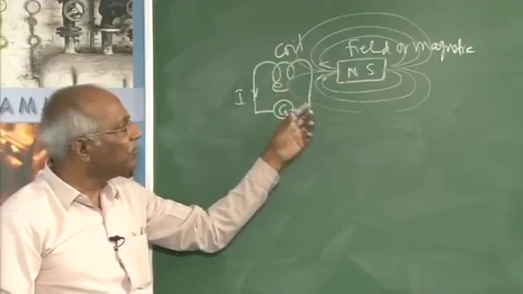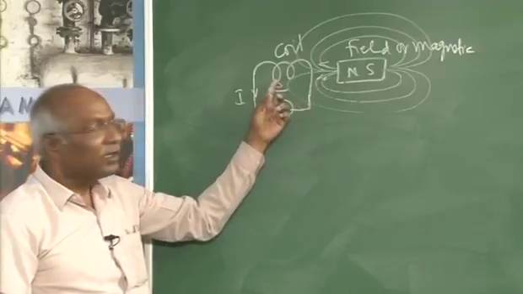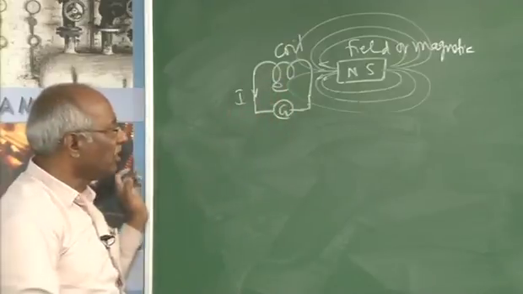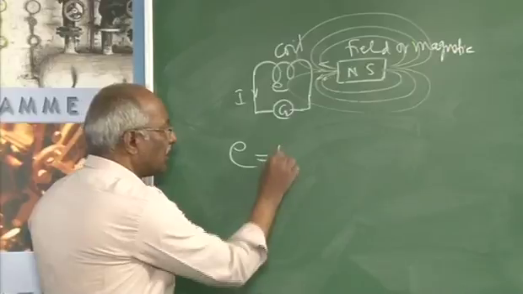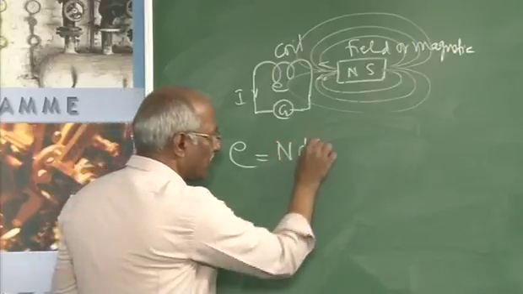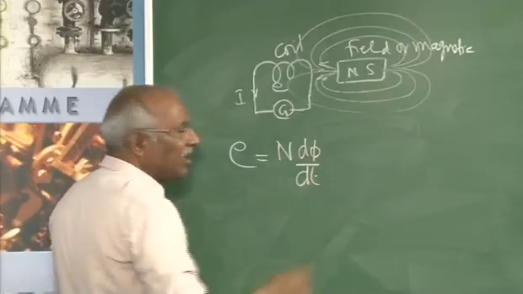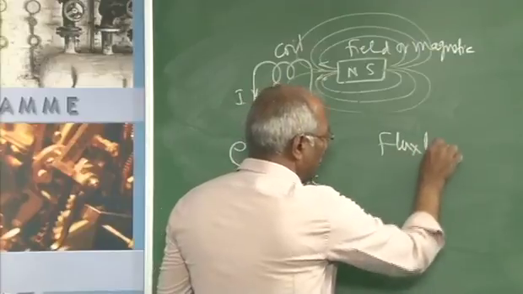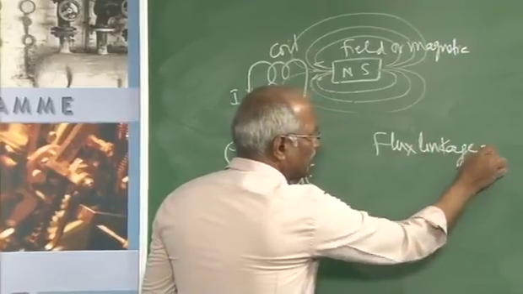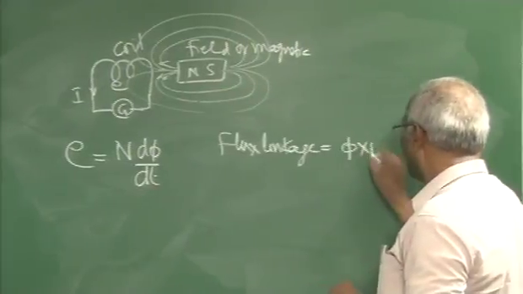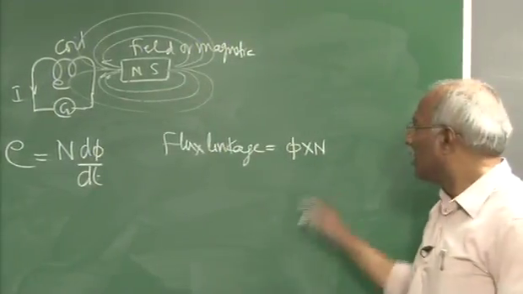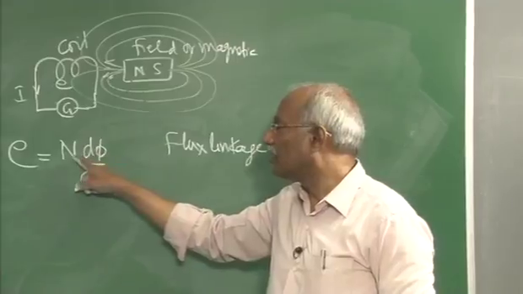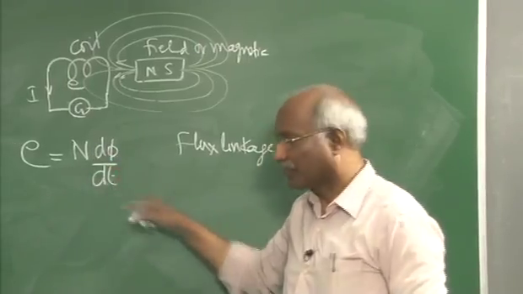The second law: the EMF induced is proportional to the rate of change of flux and also depends upon the number of turns. That gives the magnitude. So the EMF induced is generally taken as N times the change in flux, which is nothing but d phi by dt. What is this flux linkage? It is the product of flux and the number of turns. N being a constant, it can be taken out and written as N d phi by dt.